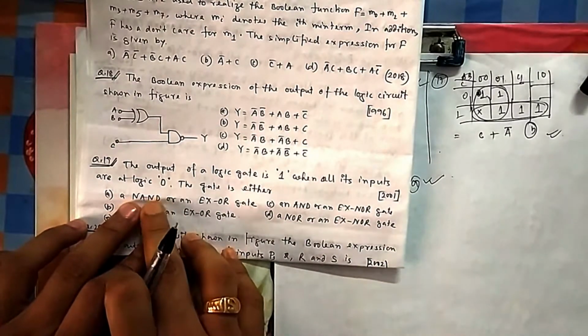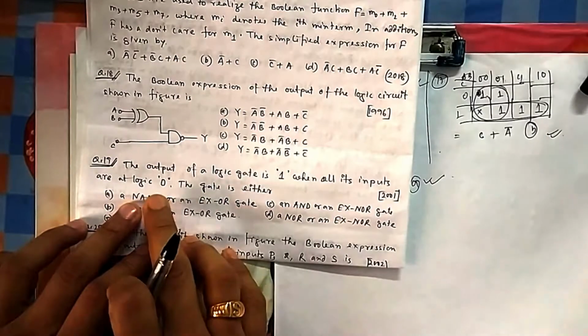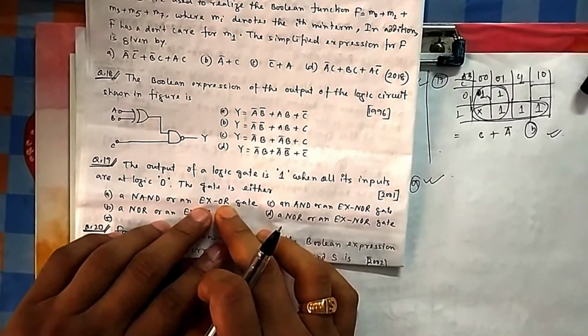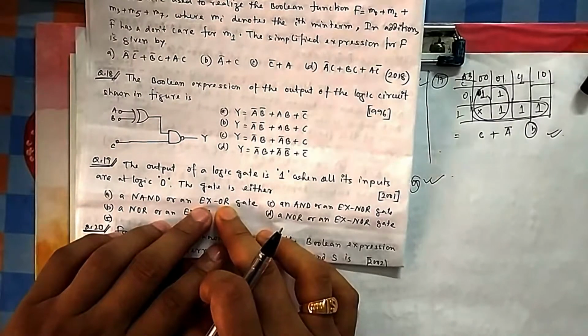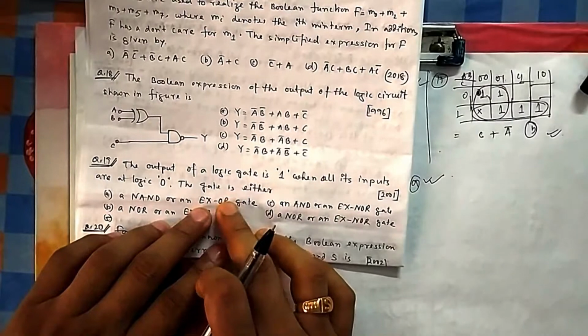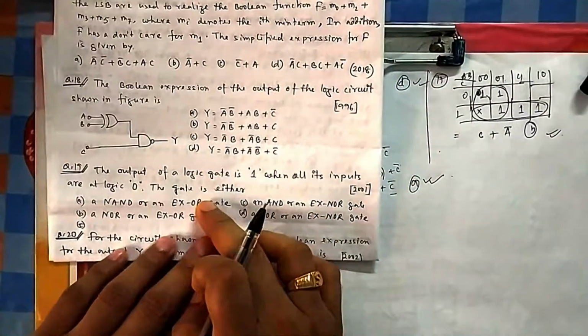0 into 0 is 0, then the inverse of 0. NAND is an inverse, so 0, 0 gives 1. But for XOR, you can write the truth table. If both are 0, then the output is 0 because it is odd parity. Either 0, 1 or 1, 0 will give 1. So A cannot be the answer.